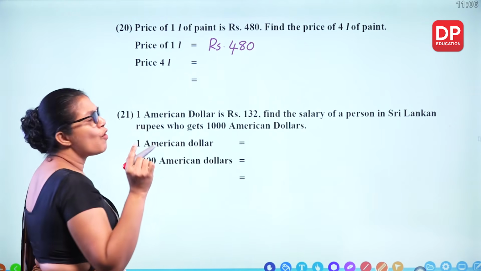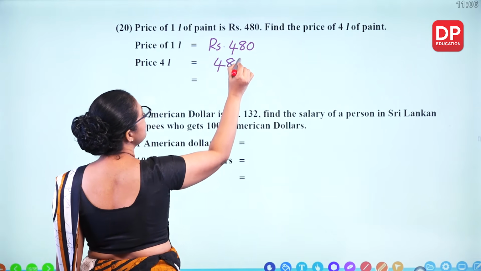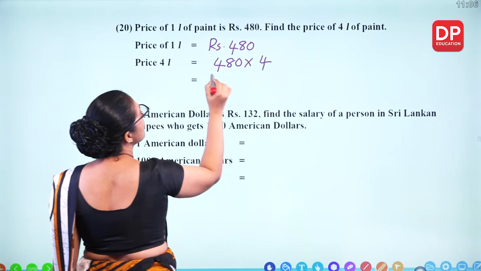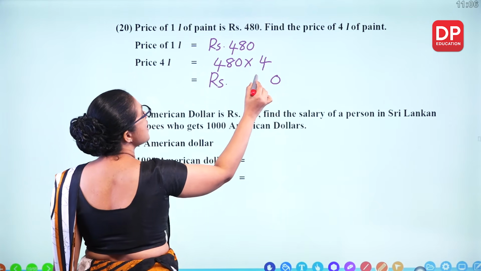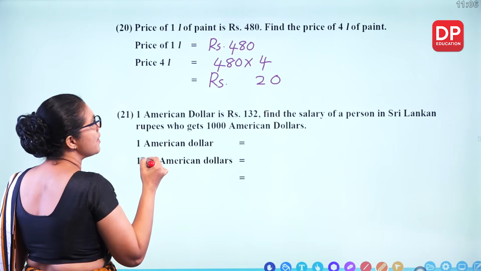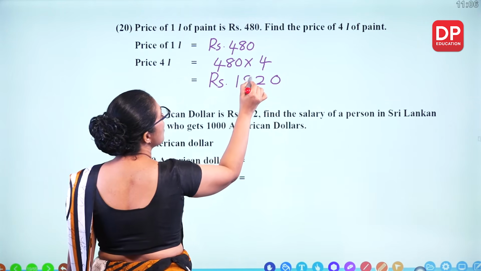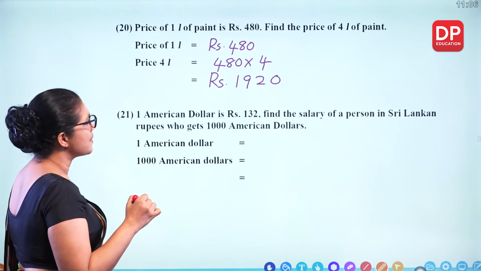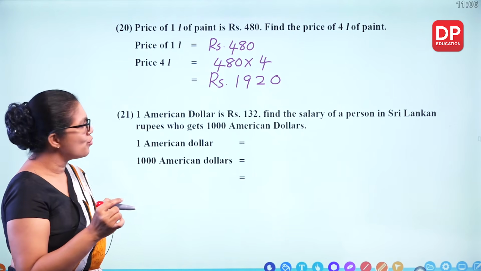Price of 1 liter of paint is 480 rupees. Find the price of 4 liters of paint. Multiply by 4. Four times 0, 0. 4 times 8, 32. 3 remaining. 4 times 4, 16 plus 3, 19. 1,920 rupees.